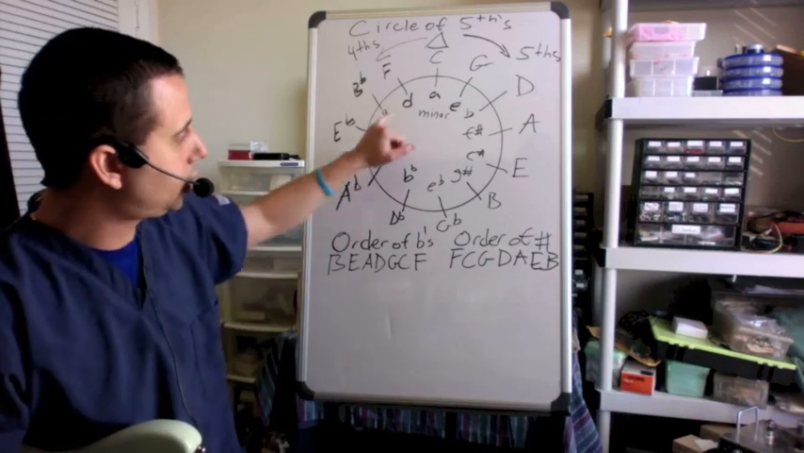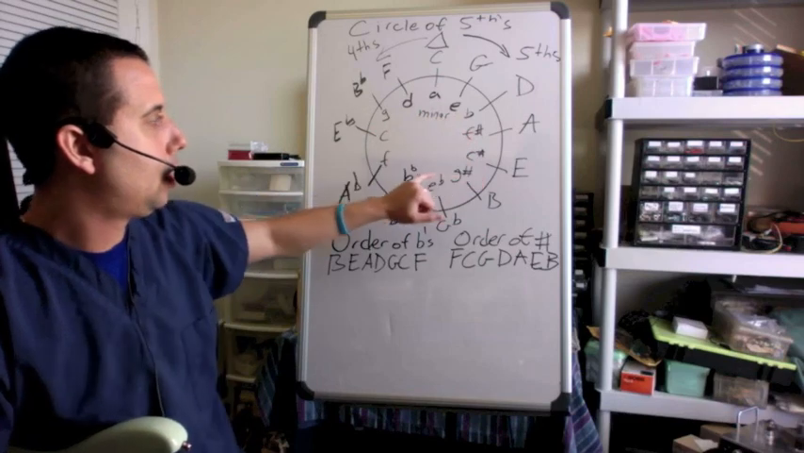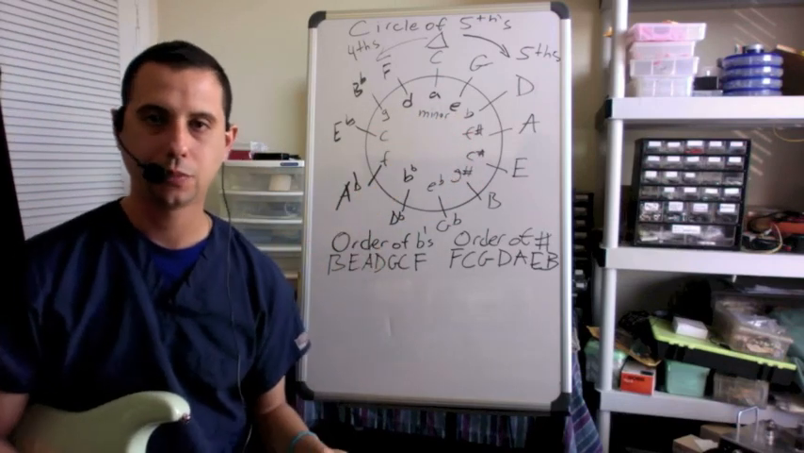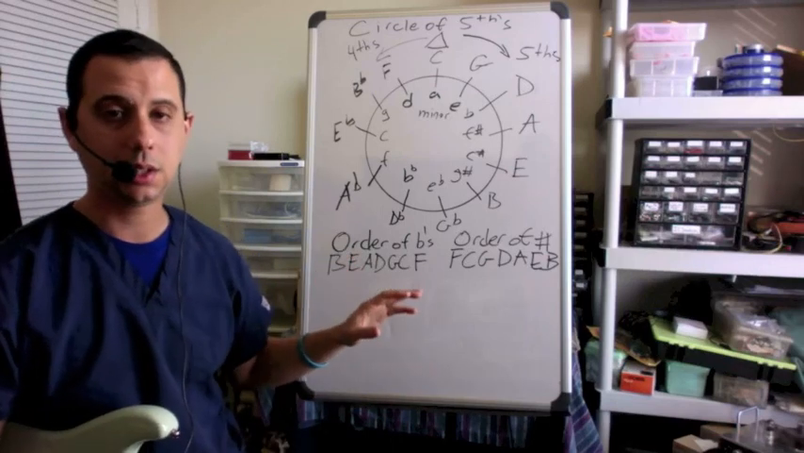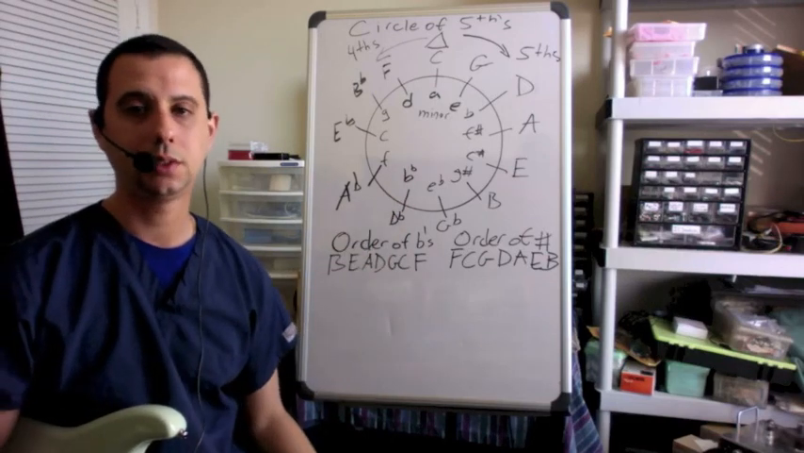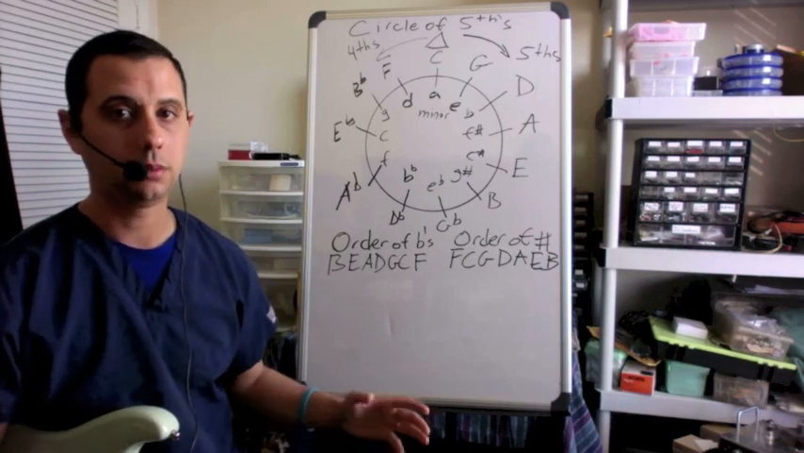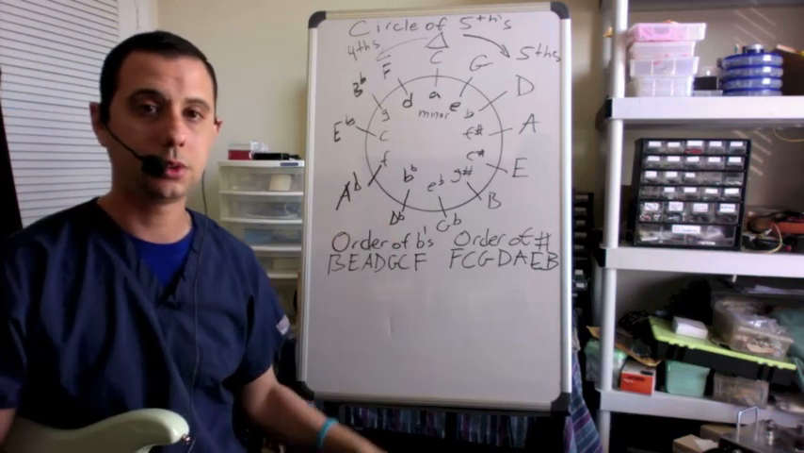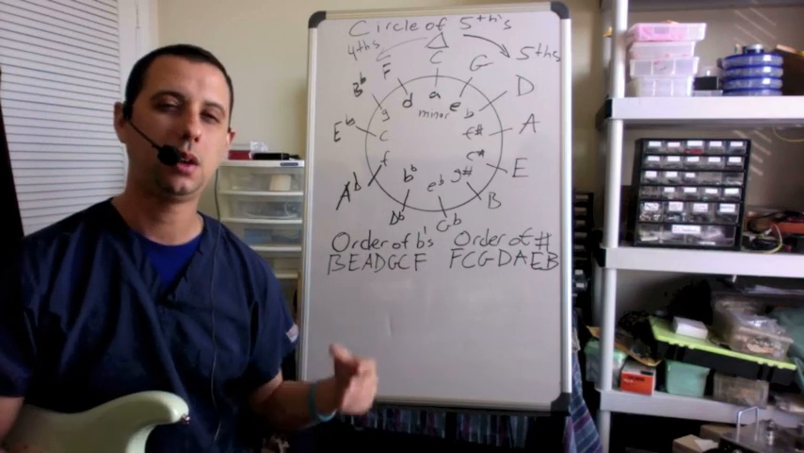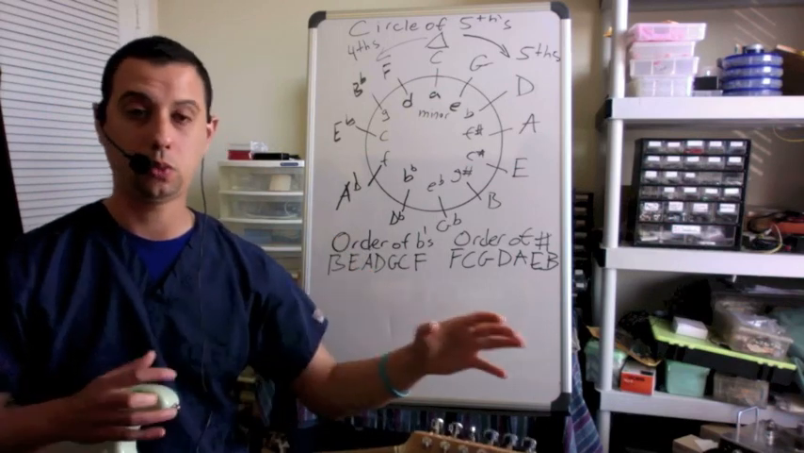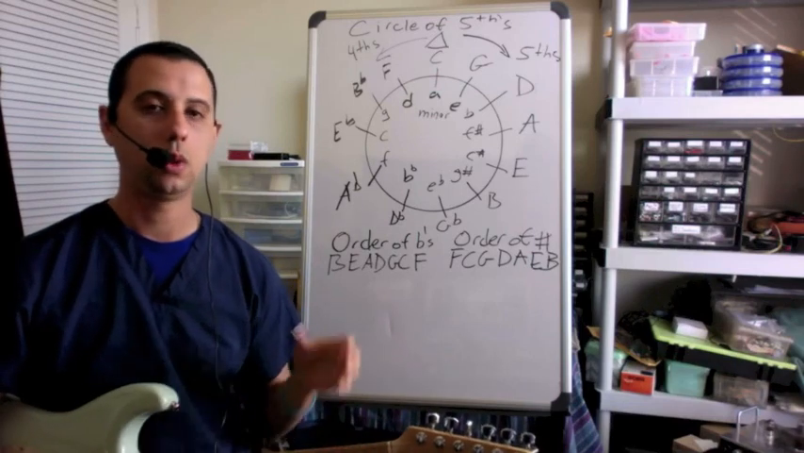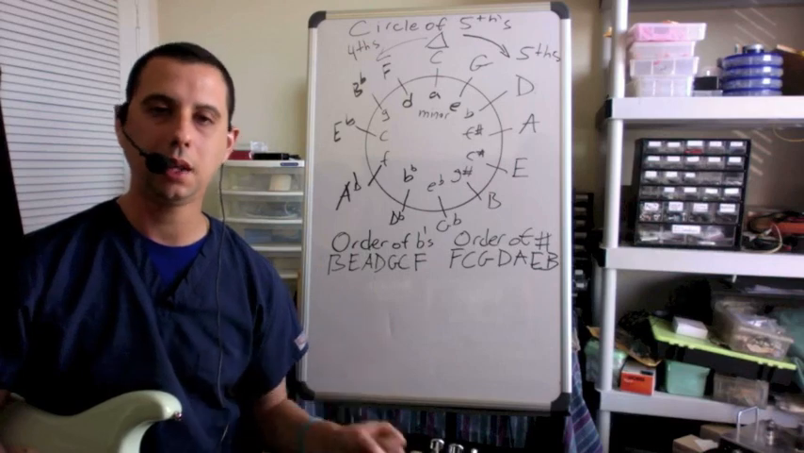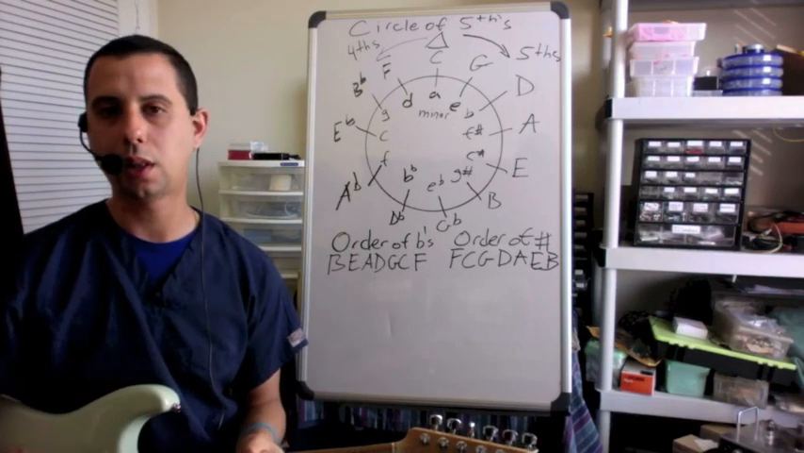Now, if we look at the inside of the circle, this will give us our relative minor keys for any given major key. So, yet again, I said in the key of C major, there's no sharps or flats, right? Well, guess what? In the key of A minor, there's no sharps or flats. And how do I get from relative major to relative minor, right? Well, the 6th degree, the 6th note of any major scale will give you the relative minor.